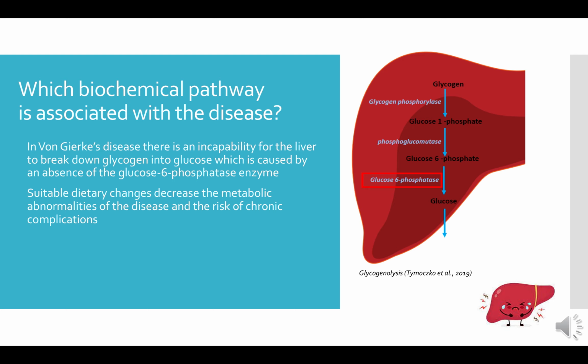In von Gierke's disease, the liver is incapable of breaking down glycogen into glucose, which is caused by an absence of the glucose 6-phosphatase enzyme. Glucose 6-phosphatase works by removing the phosphate off the 6-carbon, thus releasing free glucose into the bloodstream for the rest of the body. As a result of this enzyme not working, glycogen gets accumulated inside the liver, and this affects the body's ability to maintain blood glucose levels in times of fasting, starvation, or intense physical activity.